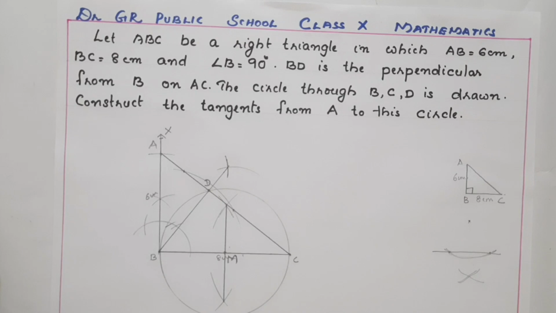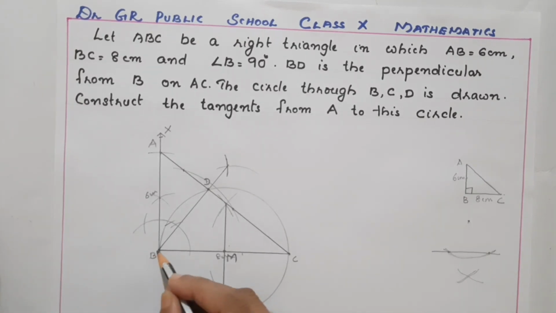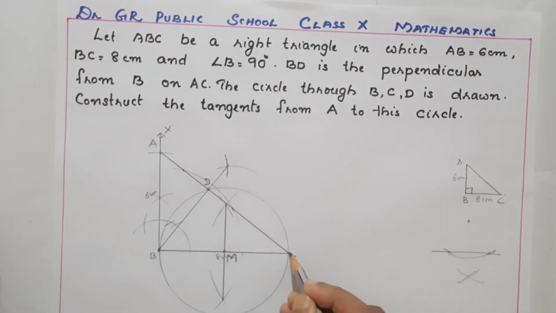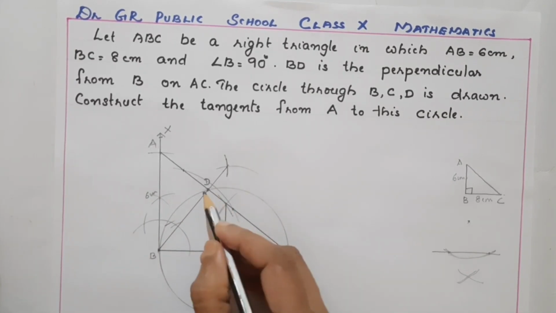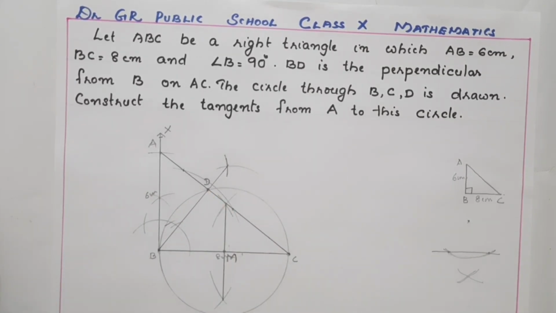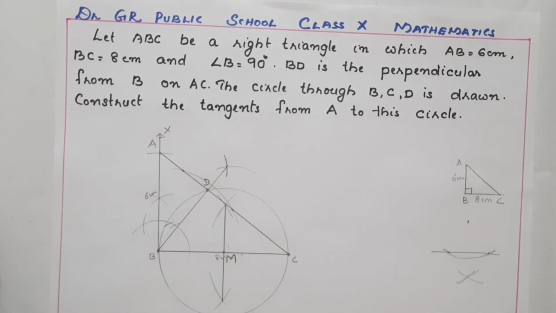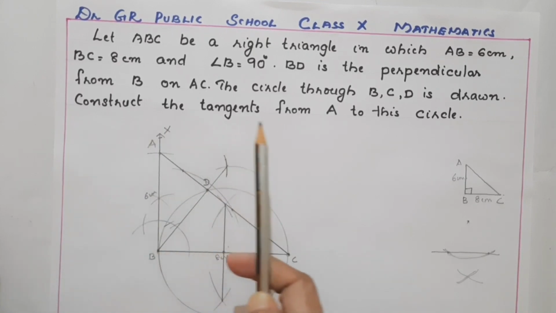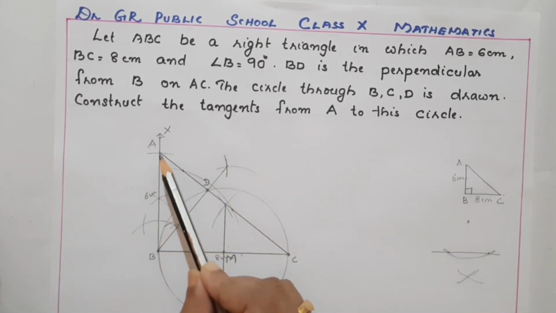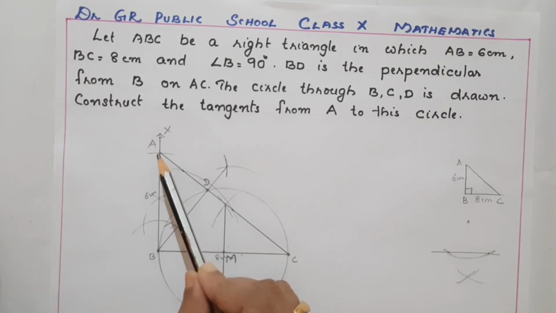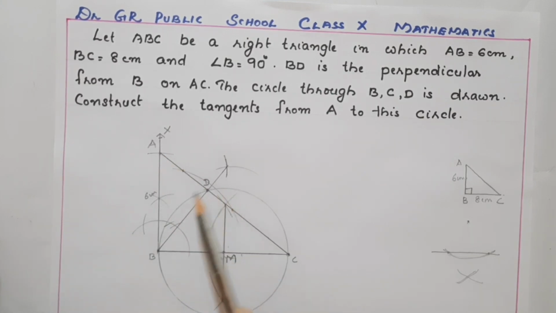You can see the circle is passing through B, C and here D. Okay. Now, what is the next? Our actual question is construct the tangent from A to this circle. So, from A we have to construct the tangents to this new circle.